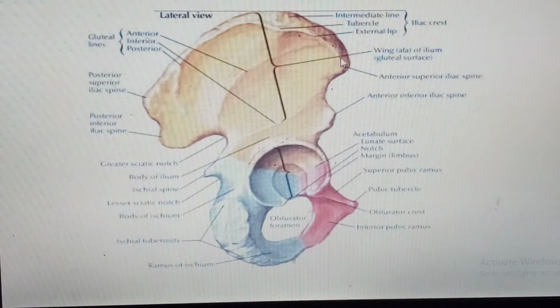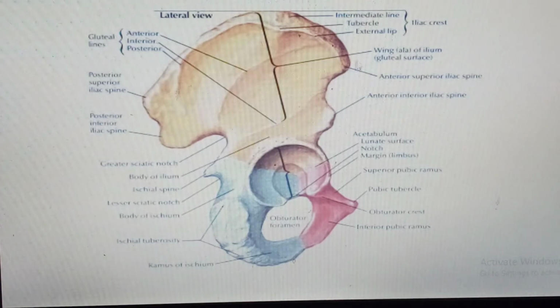Now on the iliac crest, you are going to have the outer lip, because the outer lip is closer to where the gluteal surface is. So this is the outer lip. Then we have the intermediate zone, and then of course we are also going to have what we call the inner lip. I'll show you the inner lip when you look at the pelvic surface or the inner surface of the ilium.